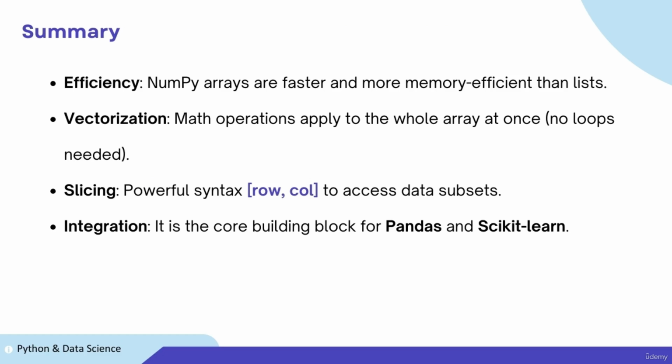To wrap up today's deep dive, 1. Efficiency. NumPy arrays are faster and use less memory than lists thanks to contiguous memory. 2. Vectorization. We do math on the whole array at once, avoiding slow loops. 3. Slicing. The syntax square bracket row, comma, col allows us to extract precise data subsets. And 4. Integration. This is the core building block for everything you will do in Pandas and Scikit-learn.